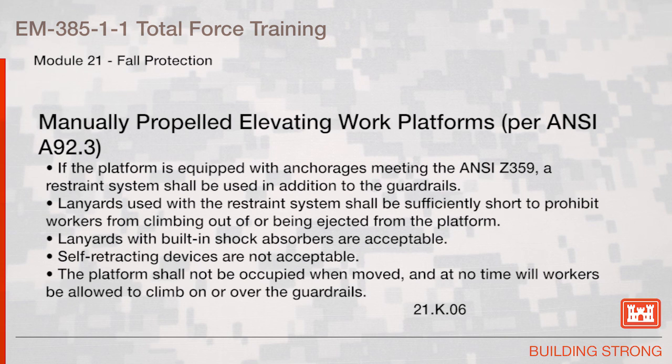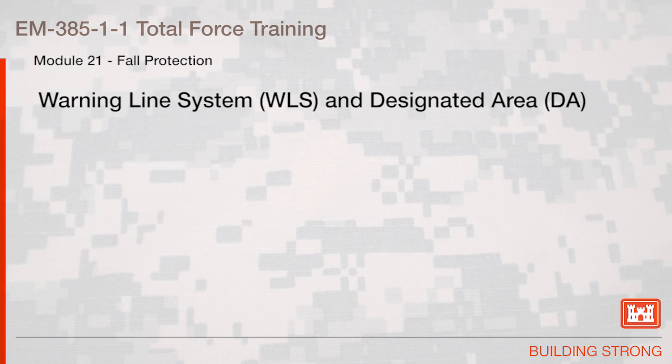If the platform is equipped with anchorages meeting ANSI Z359, a restraint system shall be used in addition to the guardrails. Lanyards used with the restraint system shall be sufficiently short to prohibit workers from climbing out of or being ejected from the platform. Lanyards with built-in shock absorbers are acceptable. Self-retracting devices are not acceptable. The platform shall not be occupied when moved, and at no time will workers be allowed to climb on or over the guardrails.